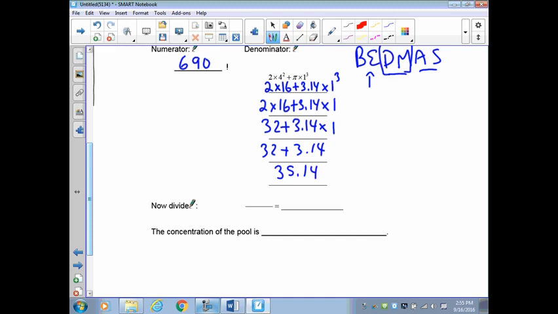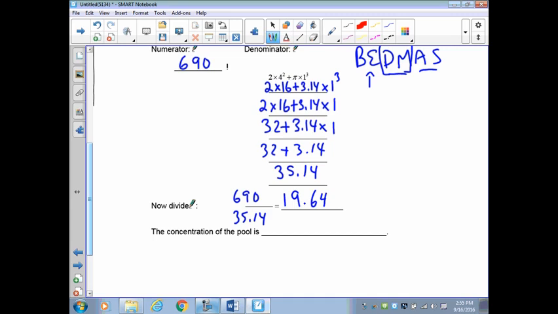35.14. Now remember, the one on the right was a denominator. So my denominator is 35.14, and my numerator is 690. So on your calculator, divide this. Oh, I sneezed. All right, so divide 690 divided by 35.14, and your final answer is 19 point, and I'll keep a couple of decimal places here, 635, so that'll be 64.